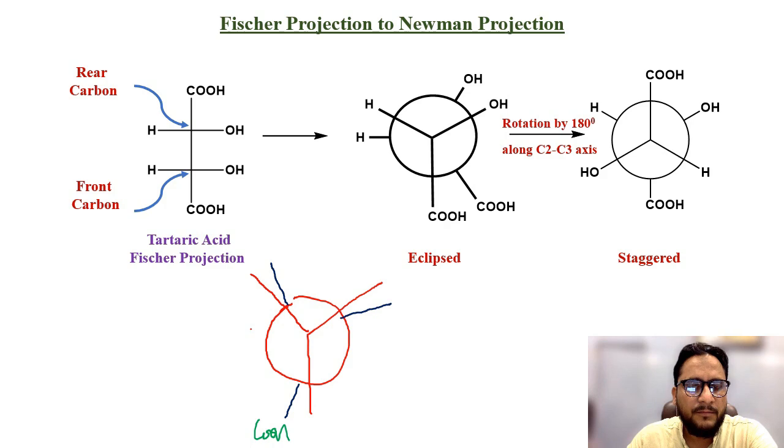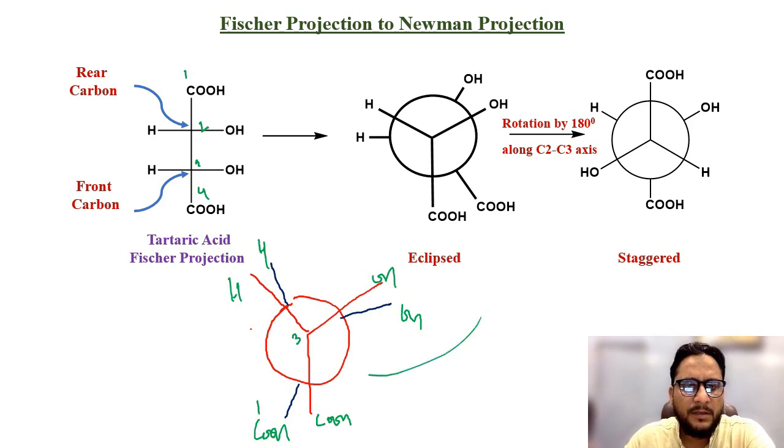COOH for the back carbon. 1, 2, 3 and 4. So this one is the third carbon. This is the first carbon. This is the fourth carbon, COH group. Then we have H left, OH right. Again in front also we have OH on the right, H on the left.